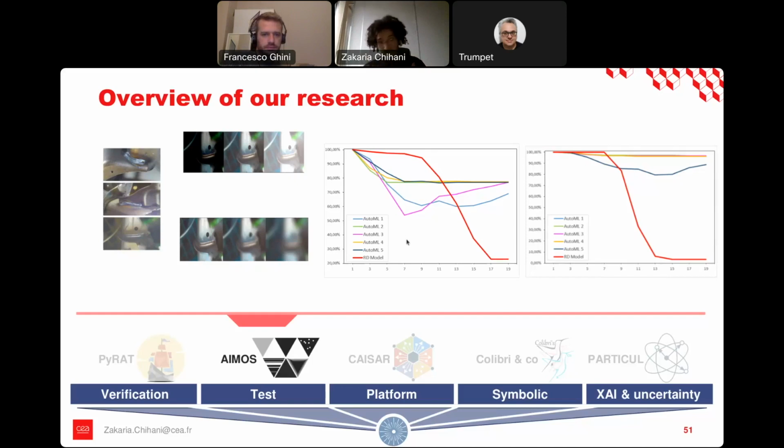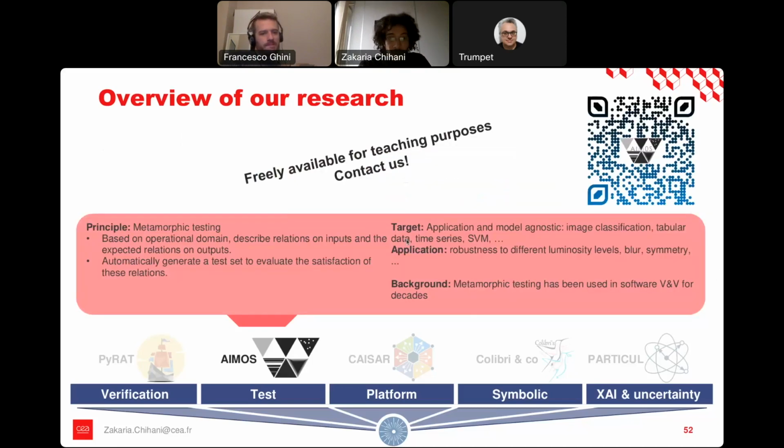So using Amos, which can handle a lot of transformations, we generated transformations based on this, and we were able to compare different models that the industrial partner had. So these are just examples of how to use the tool. It is freely available for teaching purposes.